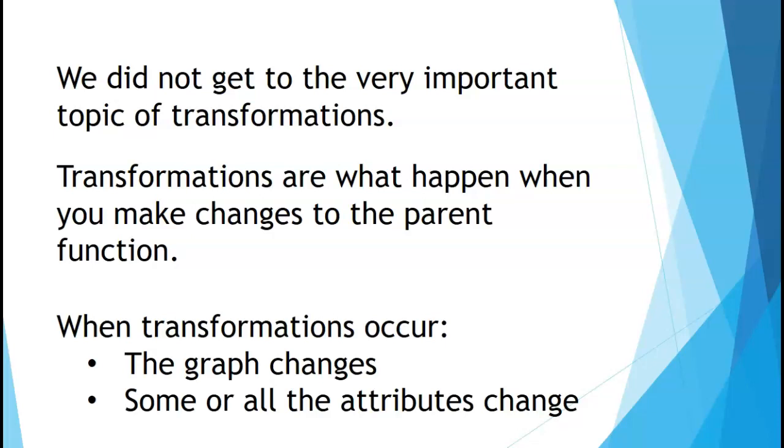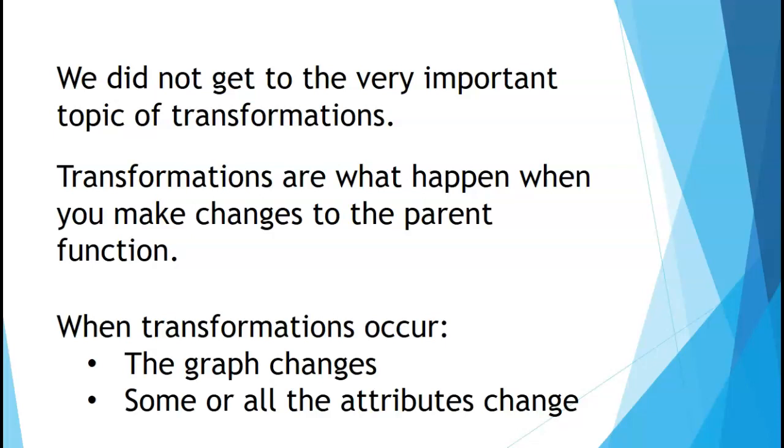The graph can change. The location of the graph could shift up, down, left, or right. The graph might be reflected and open downwards. The graph might get wider or more narrow. All kinds of things can happen to the graph as a result of transformations. And when the graph changes, some of the attributes change too. It's very possible that your vertex will change and your axis of symmetry will change, and maybe even your range will change based on what transformations have been applied.